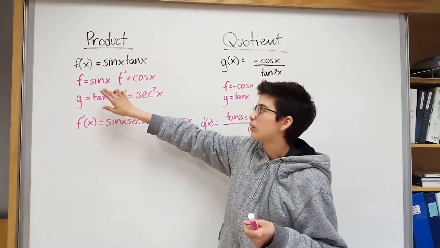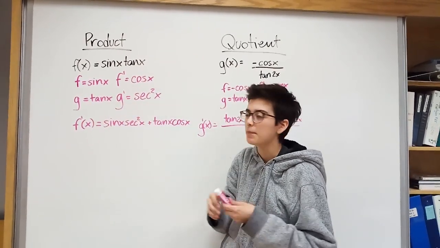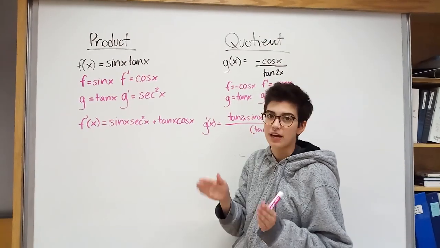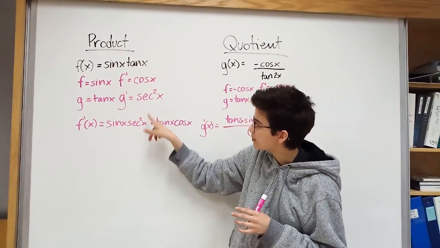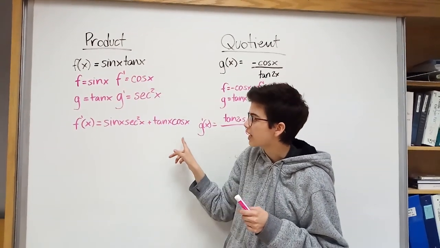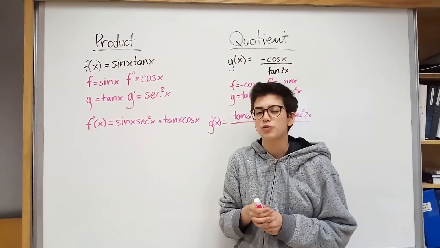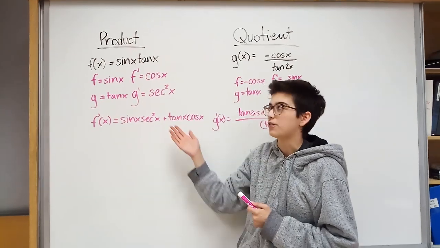I did the same thing where I separated them into the housekeeping, where I have f prime and g prime. And now I just follow the formula for the product law, which is f g prime plus g f prime. So you have sine x as f, g prime is sec squared x, g is tan x, and f prime is cos x. And you could simplify further with this using identities, but I figured it was too complicated to do that. And it's not really necessary for this, we're just trying to find the derivative.